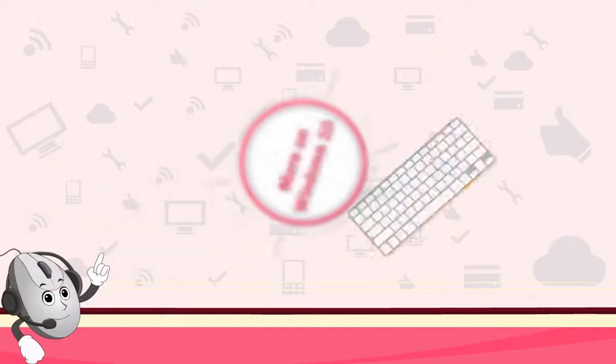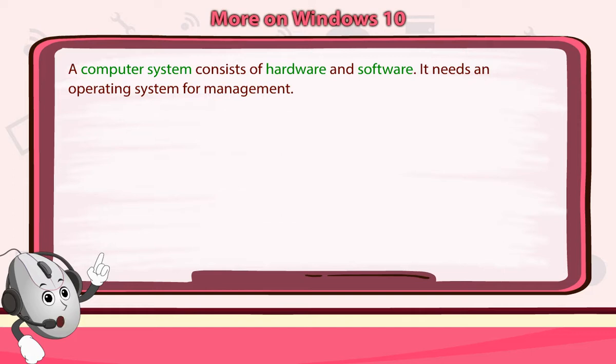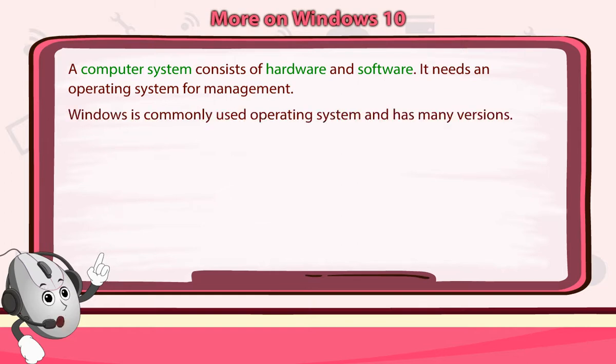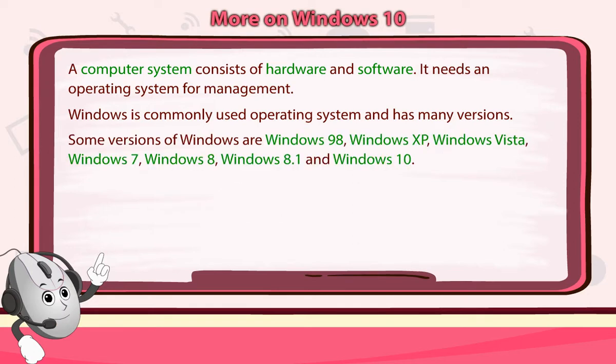More on Windows 10. A computer system consists of hardware and software. It needs an operating system for management. Windows is a commonly used operating system and has many versions. Some versions of Windows are Windows 98, Windows XP, Windows Vista, Windows 7, Windows 8, Windows 8.1 and Windows 10.